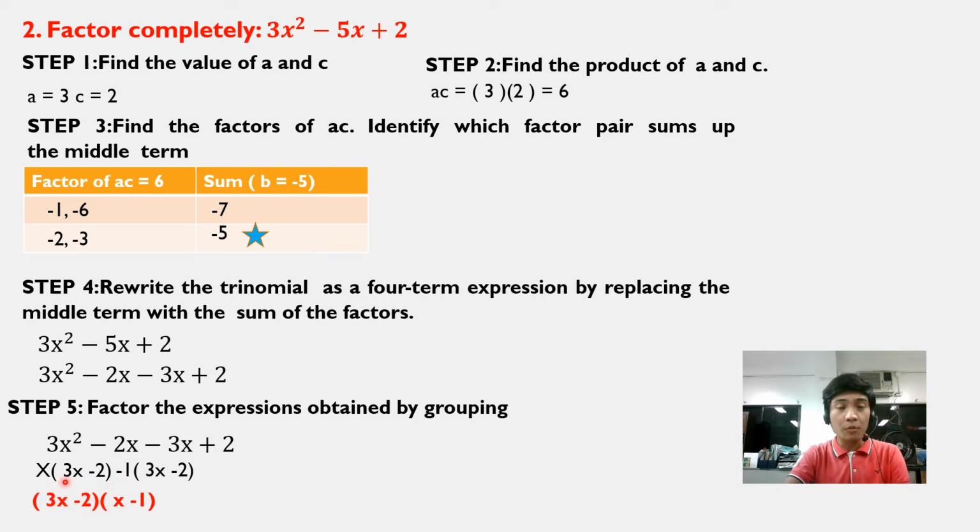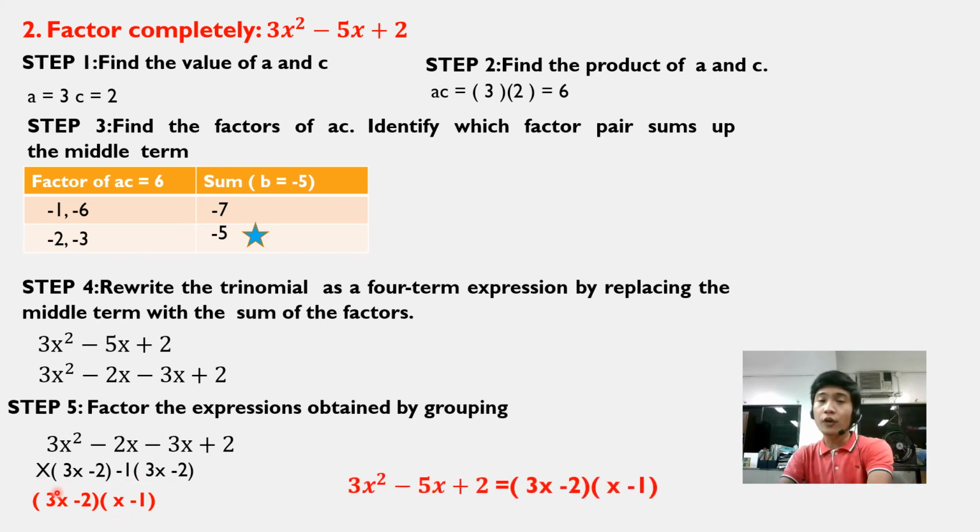Kaya no, common si binomial na 3x minus 2. Meron 3x minus 2 yung first group, meron ding 3x minus 2 yung ating second group. So therefore, ito po yung ating magiging correct factored form. Therefore, the correct factored form now of 3x squared minus 5x plus 2 is now equal to 3x minus 2, x minus 1. So that is our example number 2.